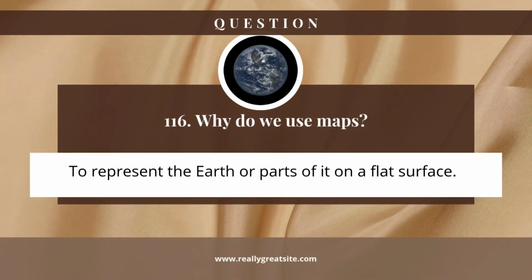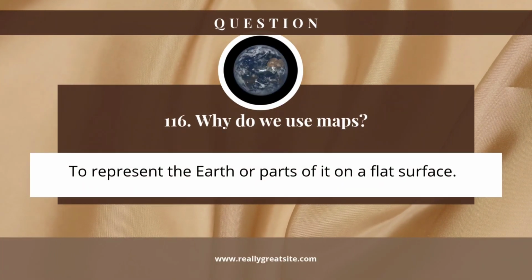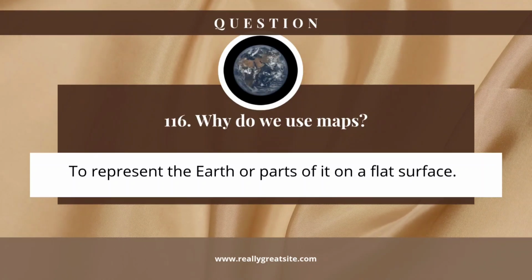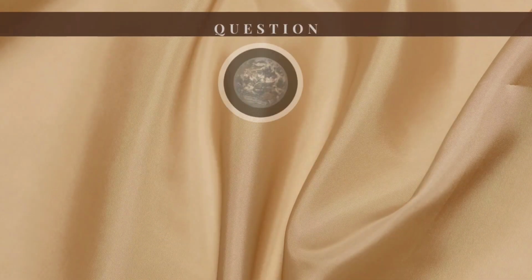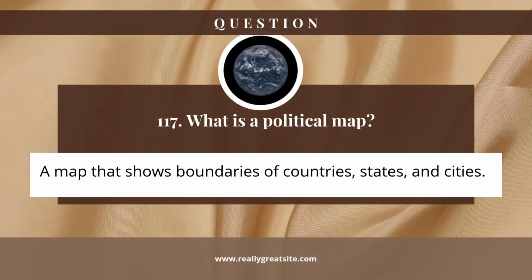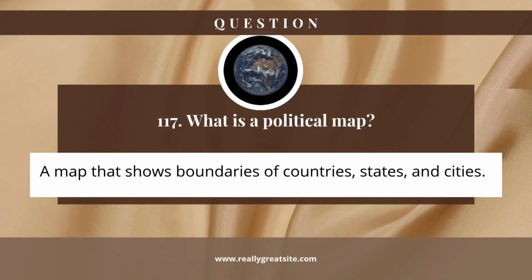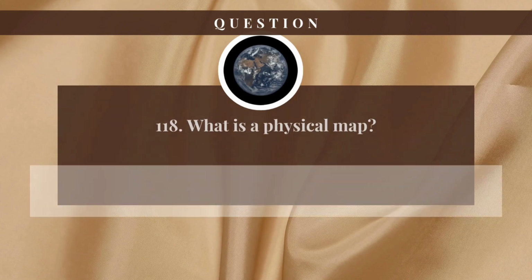116. Why do we use maps? Answer: to represent the Earth or parts of it on a flat surface. 117. What is a political map? Answer: a map that shows boundaries of countries, states, and cities.